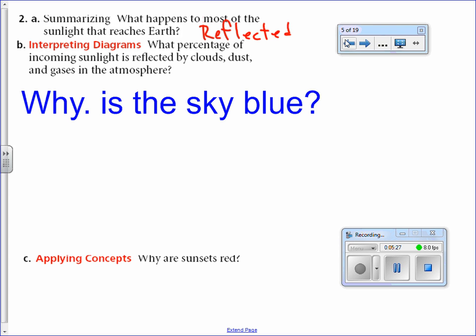why is the sky blue? Nobody? The best question in the world, why is the sky blue? I'm so going to put that on the unit test. It is not because of the reflection from the ocean, but that's a good guess.